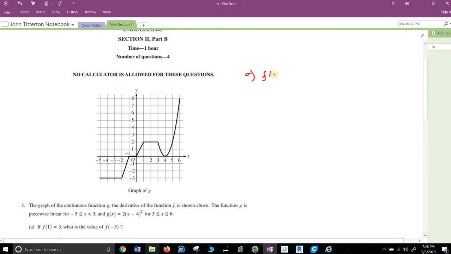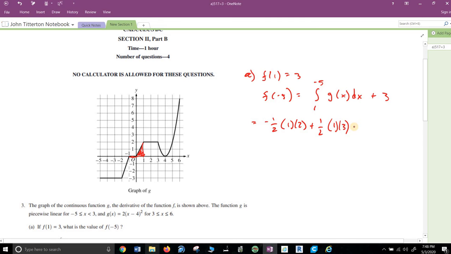So part A, if f of 1 equals 3, and we want f of negative 5, that is the integral from 1 to negative 5 of g of x dx plus 3, something like that, equals negative 1/2 times 1 times 2, that's this piece, nothing for this piece, and then plus 1/2 times 1 times 3, and then plus, and I put a 1/2 here the first time I did it, I have no idea why, 3 times 3, and then the 3 that's right up above. Blast it all out, you should get 25 halves.